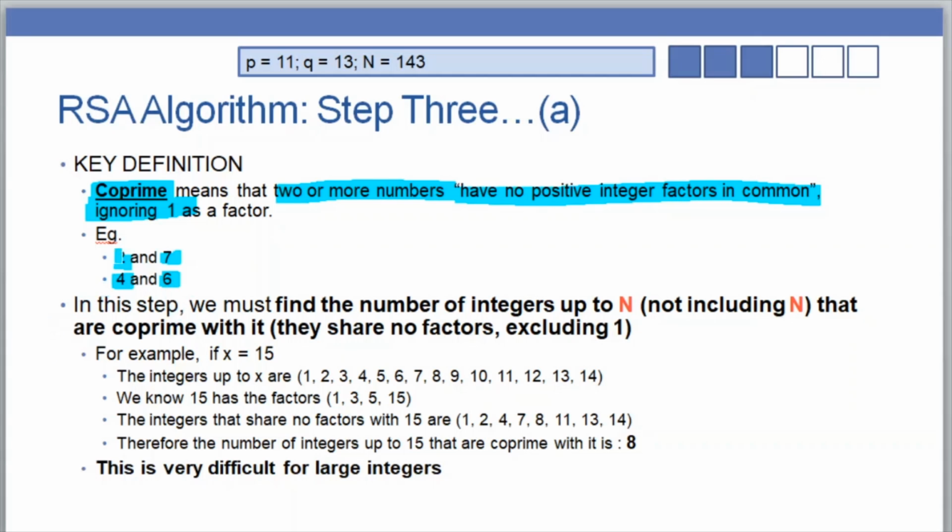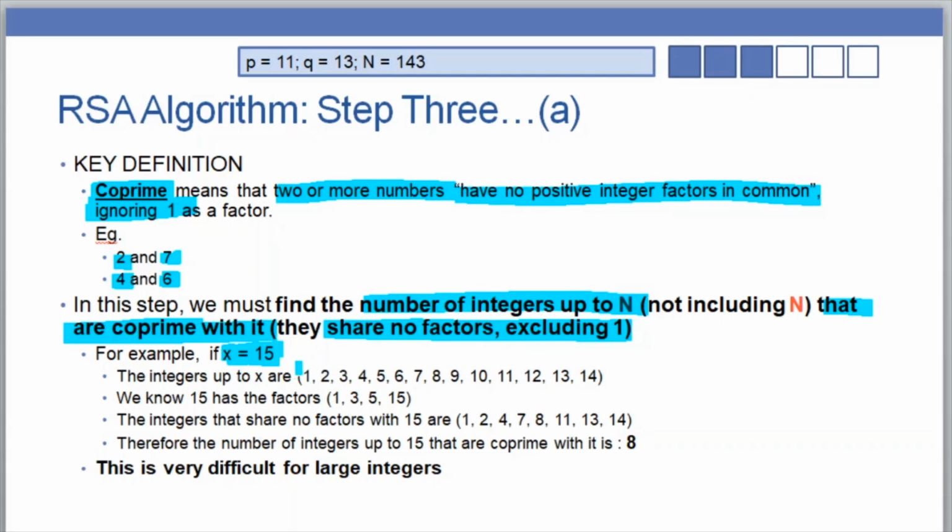So now let's come back to what we need to do in this step, in step 3. We need to find the number of integers up to n, not including n itself, that are coprime with it, meaning, as we said before, they share no factors excluding 1. So for example, let's consider a small number instead of our value up here of n equals 143, in order to simply illustrate the mechanics of finding this number of integers up to n that are coprime. Let's call this number x and say x equals 15.